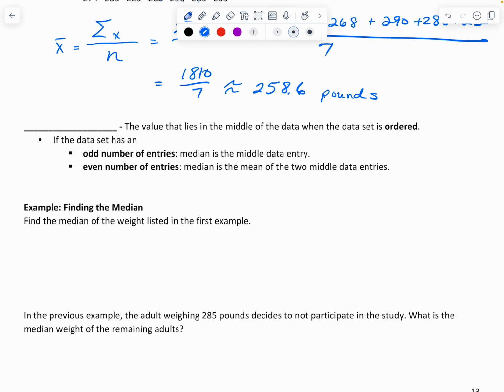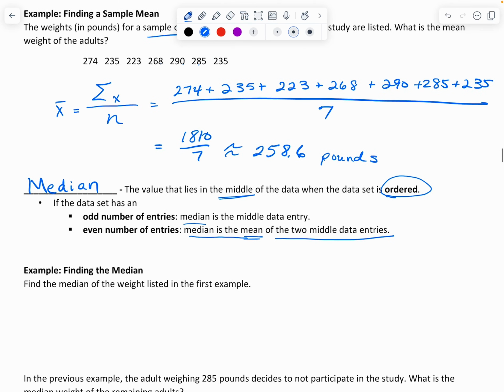All right. The next word that you probably have heard about in definition is the median. It is the value that lies in the middle of the data set, provided the data set is ordered. It does have to be in order, so make sure that when you're doing this, you are putting things in order. Odd number of entries says the median is the middle. Even number of entries says that the median is the mean or the average of the two middle sums.